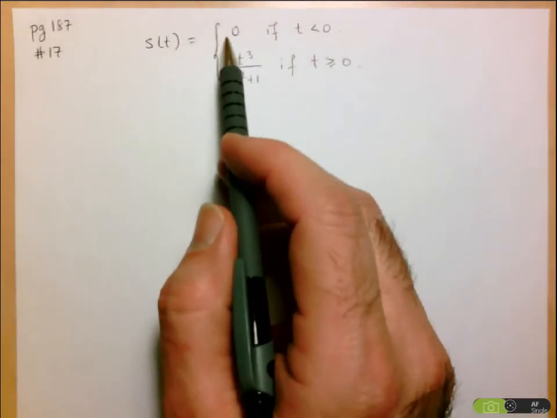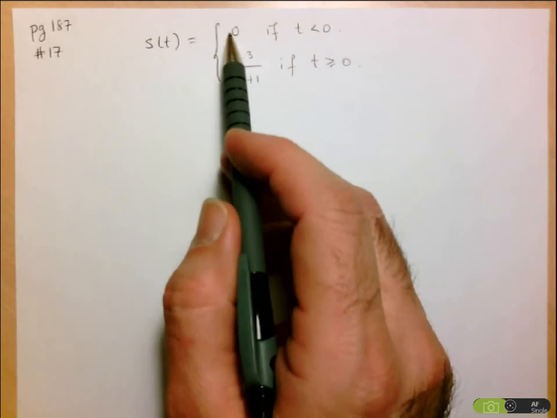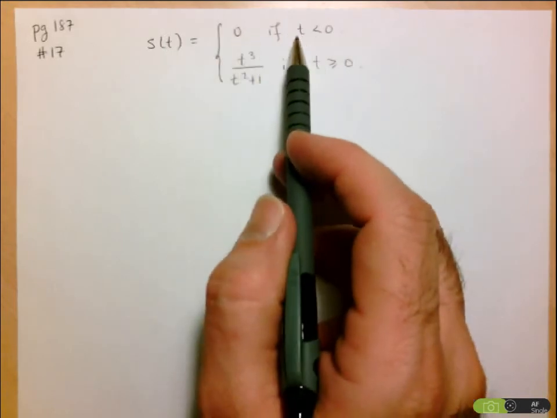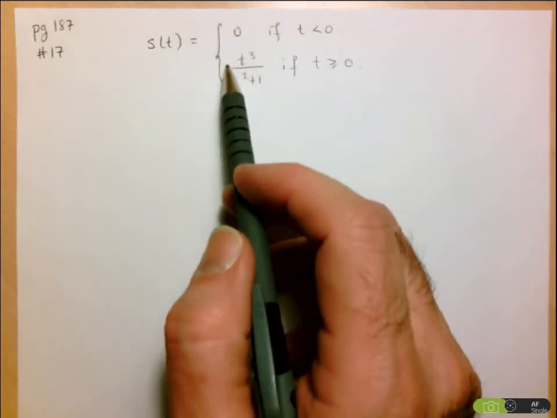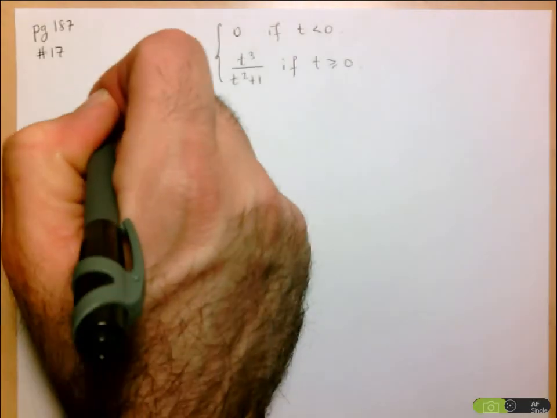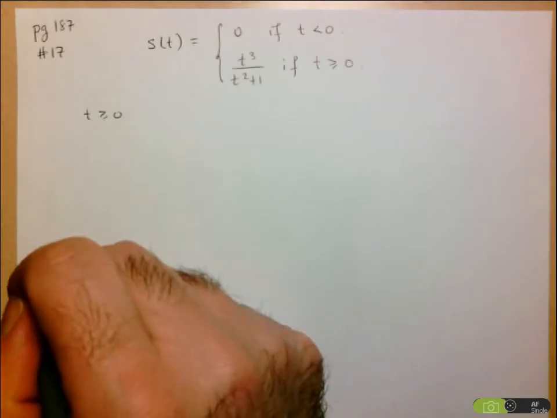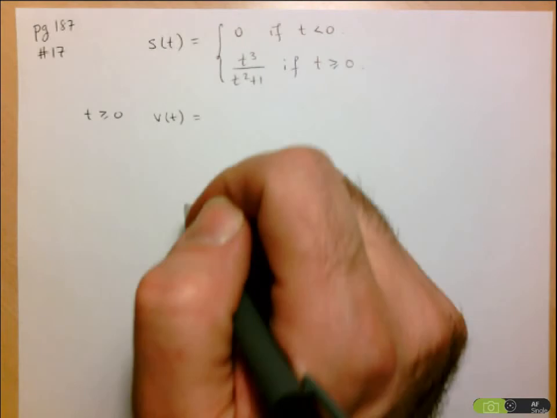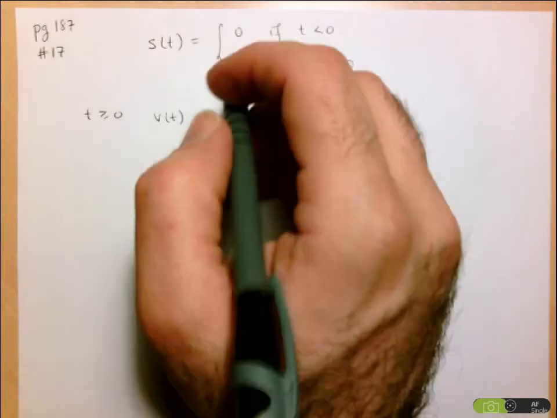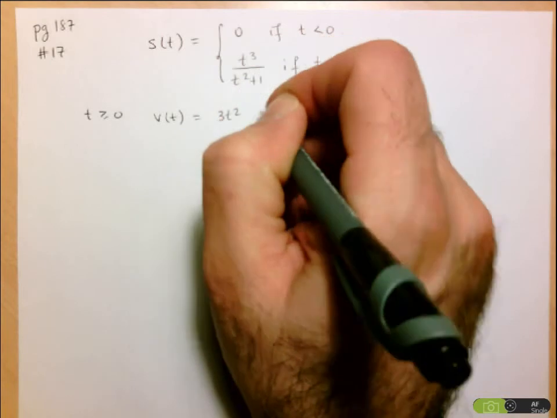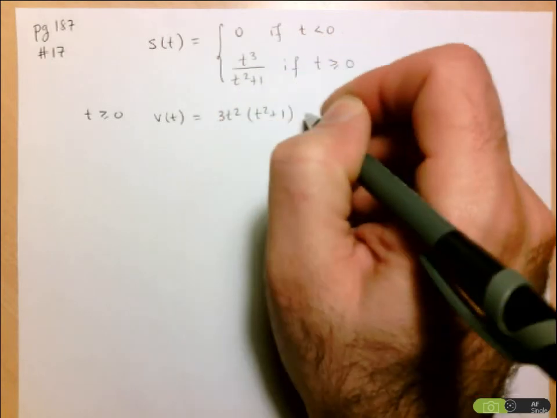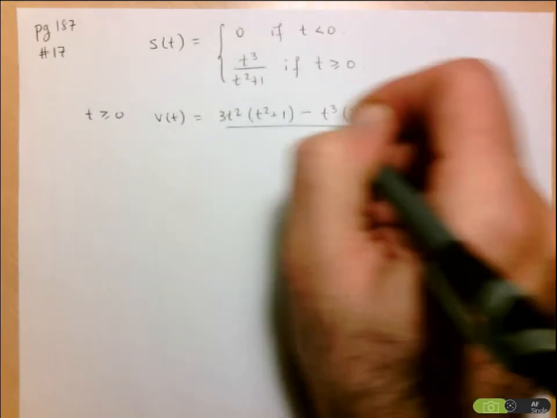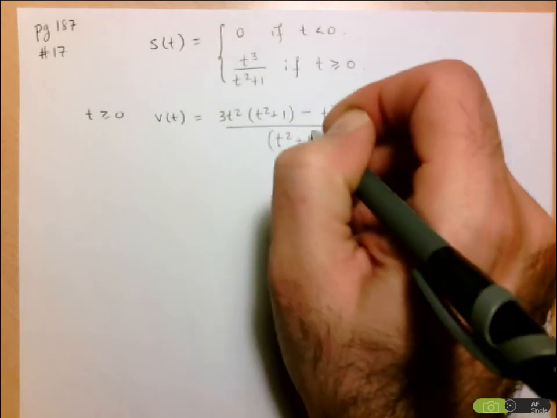Now from the left we can see that the derivative will be 0 and its derivative, meaning the acceleration, will also be 0. So we already know that as we approach from the left, the derivative is always equal to 0. Okay, so I'm just going to deal with t greater than or equal to 0 for my derivatives here. So let's start by finding the velocity, which of course is the derivative of the position function. Let's start by using the quotient rule. So 3t squared times t squared plus 1 minus t cubed times 2t, all over t squared plus 1 squared.